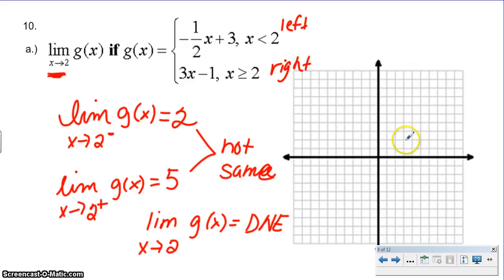Let's try and graph this real quick too. If you can think back to graphing piecewise functions. So when we're graphing from the left-hand side, we still want to know what the value of the function is when x is 2.